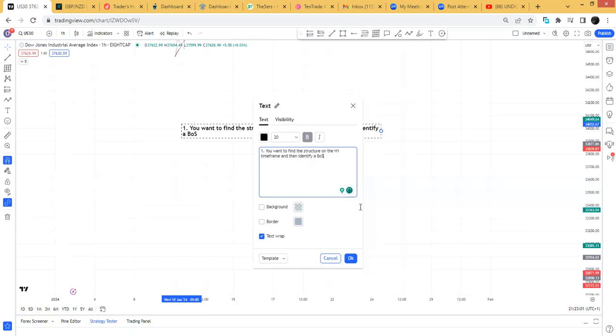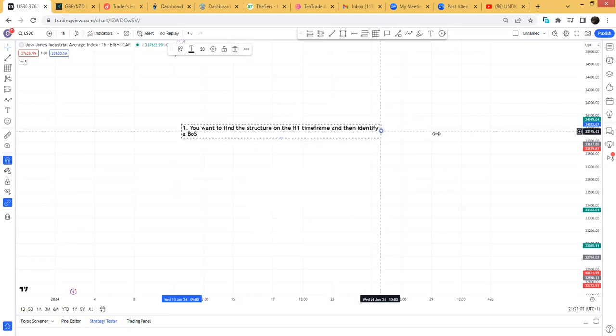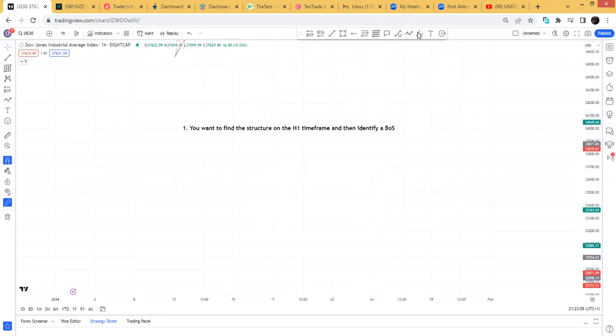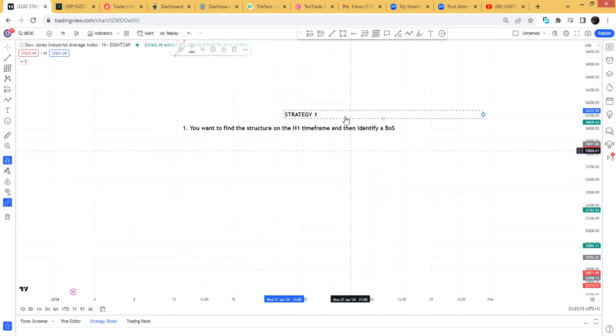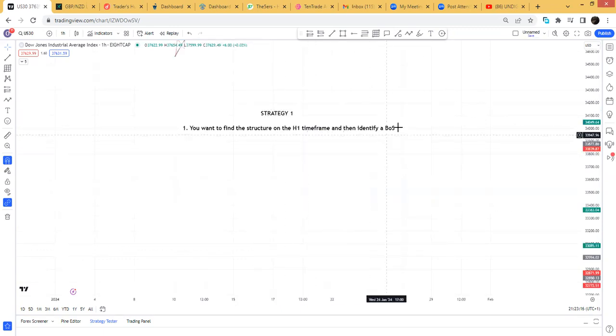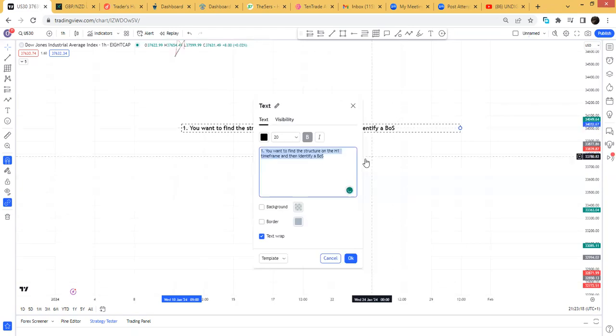So the first thing is you want to find the structure on the 1 hour time frame. Let me extend this and put a heading here. I don't have a name for it, I'll just say maybe strategy 1. So that's the first thing you want to do: find the structure on the H1 time frame.